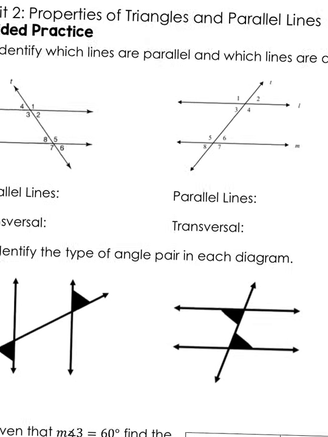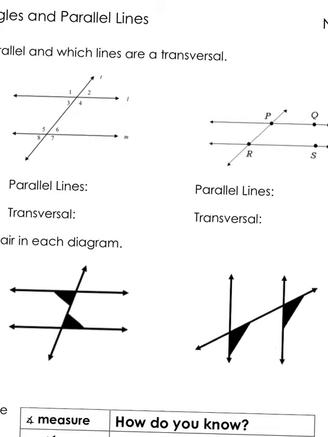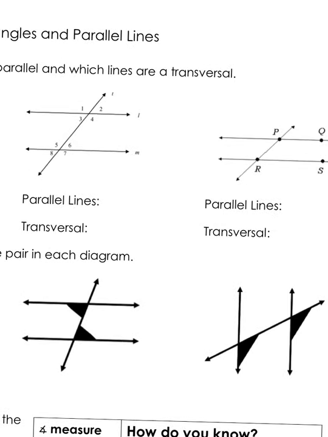we are identifying which lines are parallel and which lines are a transversal here. So if I look at this problem, this line is the line crossing the other two lines. It intersects both. So my transversal would be line T. My parallel lines would be line P and Q. Try the next two, pause the video, and then come back once you're ready to see the answers.